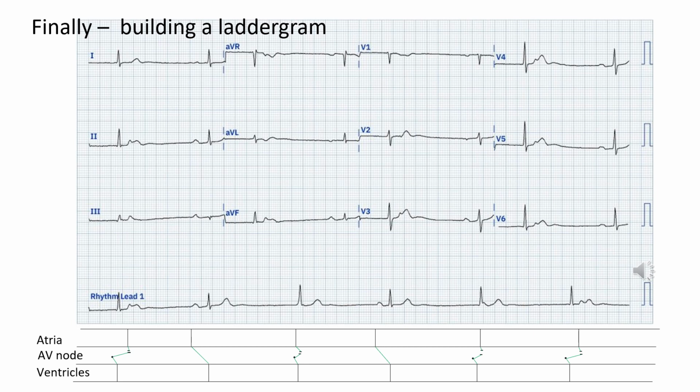So, what's the answer to the question in the poll? 60% answered that this was concerning for AV block, and that's wrong. How would you have gotten the answer right without building a ladder diagram? You certainly could have done it just by applying a few of the principles we discussed in earlier videos. You would have recognized that the PP intervals are irregular. Remember the regularity principle, and that there are some conducted beats, and thus we can be confident that this is not concerning for heart block.